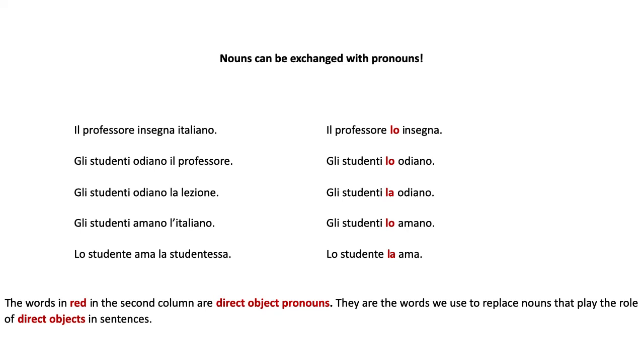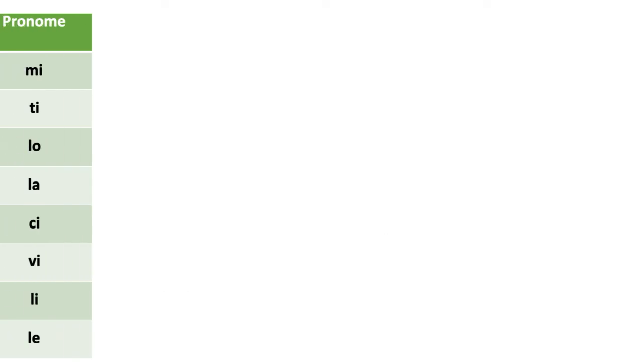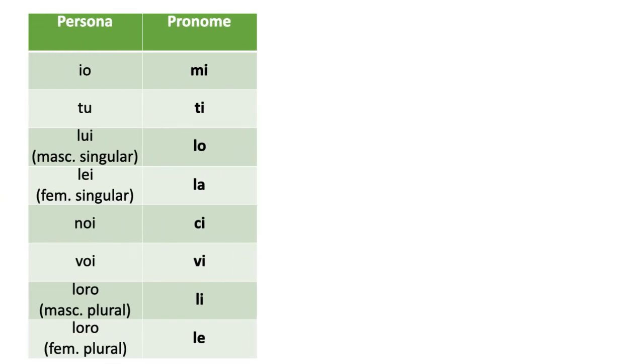So, let's move on to actually seeing how this works. I'm going to show you, as always, a little table. You will notice that this table has two columns. In the first column, we have the pronouns we had already learned, right? I pronomi personali, the personal pronouns. Io, tu, lui, lei, noi, voi, loro, right? And then, for each of those, we have a corresponding direct object pronoun. Those are the ones in the second column. Mi, ti, lo, la, ci, vi, li, le. Okay?